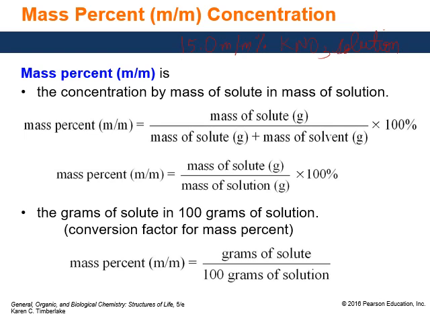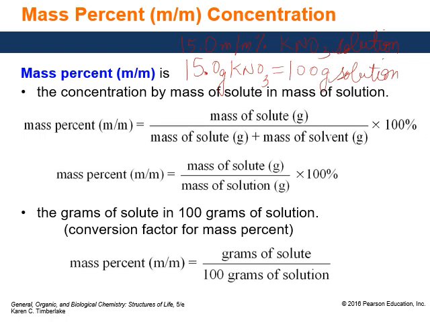Percent is always calculated out of 100. So if I assume I have 100 grams, this is mass over mass, so I would assume I have 100 grams of solution, which means I can write this as 15.0 grams of solute. What is my solute here? KNO3 is going to be equal to 100 grams of this particular solution. Okay, so this would be my conversion factor that I can get from this particular concentration.